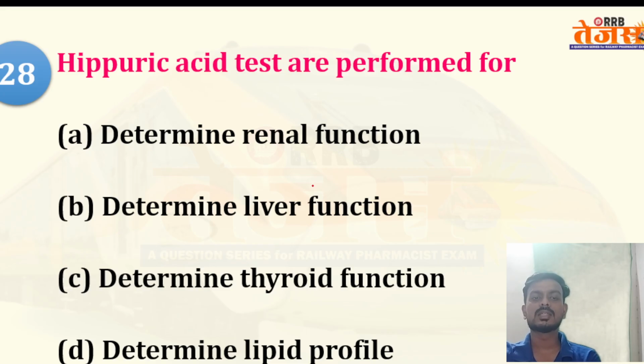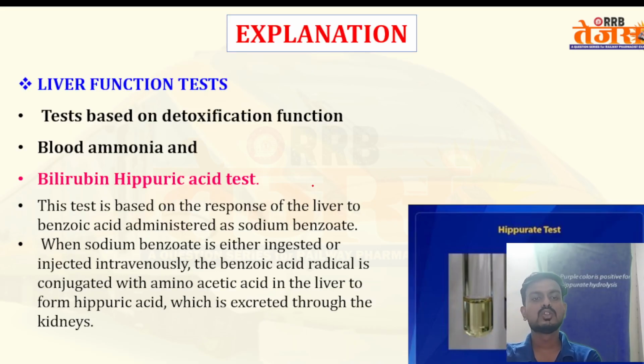Next is the hippuric acid test. Why is this hippuric acid test used? For renal function test, liver function test, thyroid function test, or lipid profile? Hippuric acid is basically used for the determination of liver function. This test is based on the response of the liver to benzoic acid administered as sodium benzoate. When the sodium benzoate is either ingested or injected intravenously, the benzoic acid radical is conjugated with aminoacetic acid in the liver to form hippuric acid, which is excreted through the kidney.